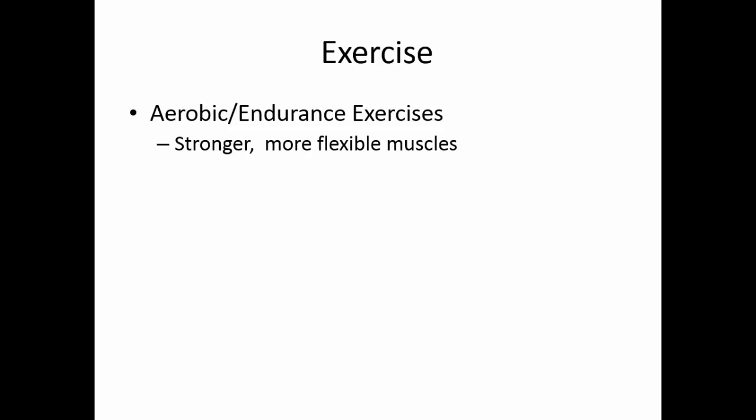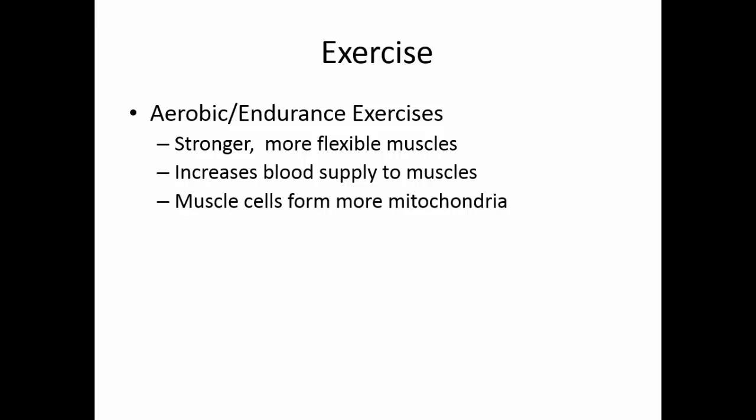Exercise will change muscle size and muscle mass and strength. Aerobic or endurance exercises give you stronger, more flexible muscles. It increases the blood supply to the muscles, and the muscle cells form more mitochondria. With a better blood supply and more mitochondria, these muscles will rely more strongly on that aerobic respiratory pathway, the one that gives you so much ATP, so you will be able to exercise longer.